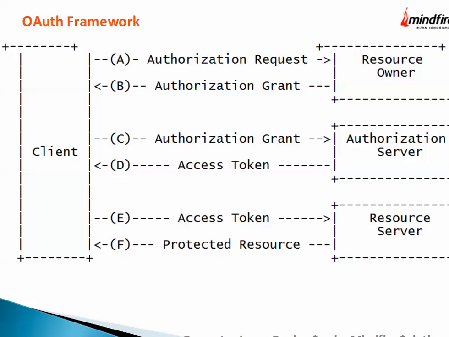Then the client can show the access token to the resource server, and internally the resource server also connects to the authorization server to validate your access token. After validating, you can get your protected resource in your application. So the resource server is protected with only the access token. It can only understand the access token, nothing else.